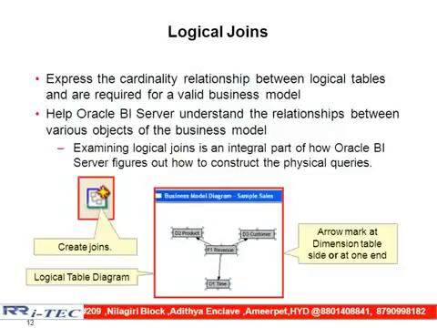Next, logical joins. This is about creating the join. We created the logical joins and we made this like this, right? Yes, they express the cardinality relationship between logical tables and are required for a valid business model.